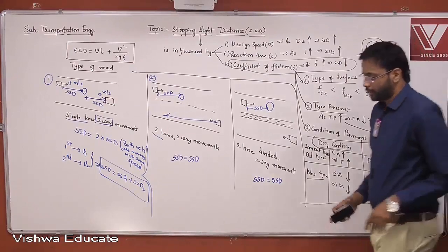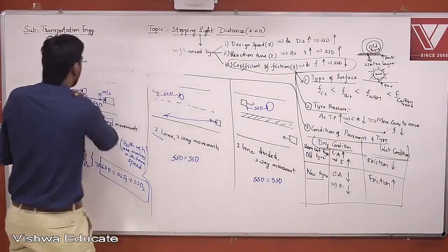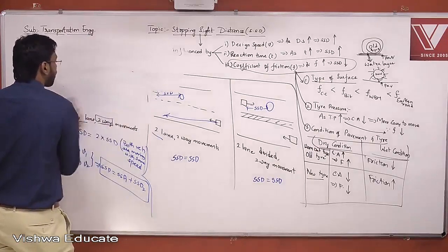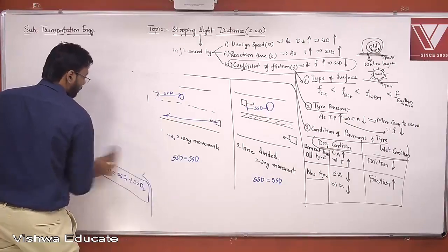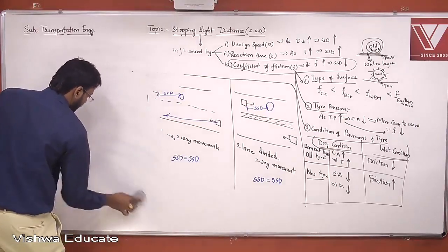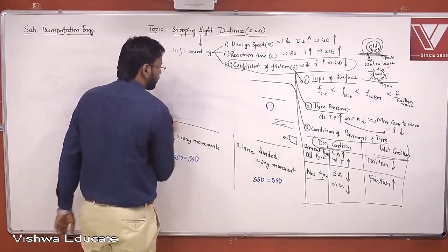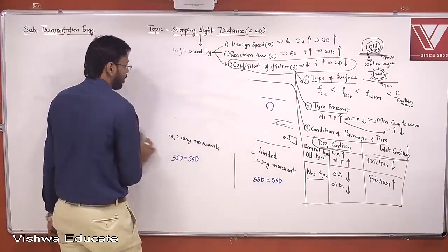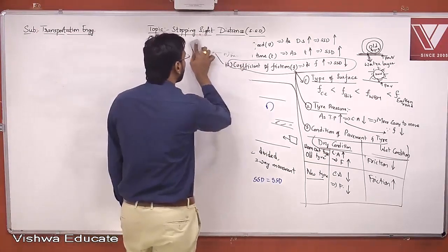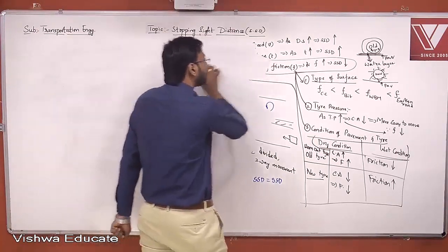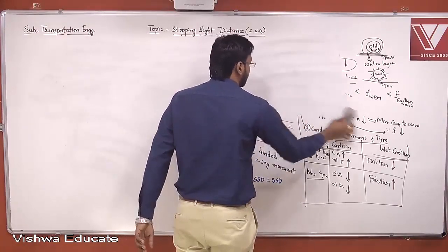So I hope you are done with the writing part. So let us solve some problems which are related to stopping sight distance. These problems are repeatedly asked in many of the government exams, including GATE. There are lots and lots of varieties related to stopping sight distance.